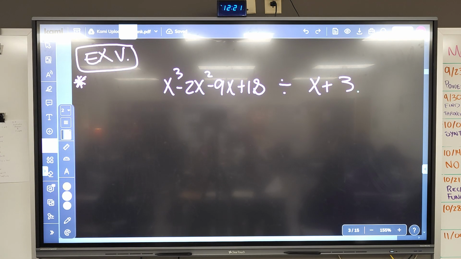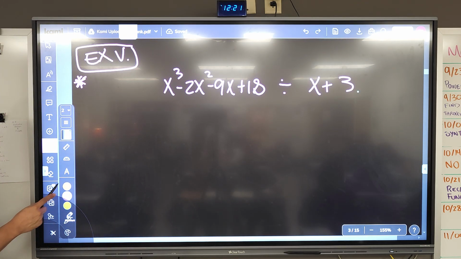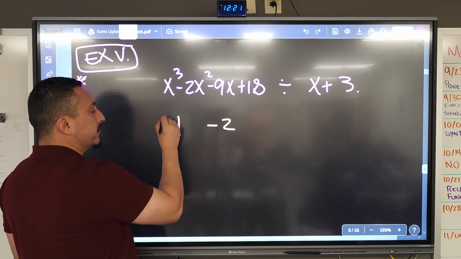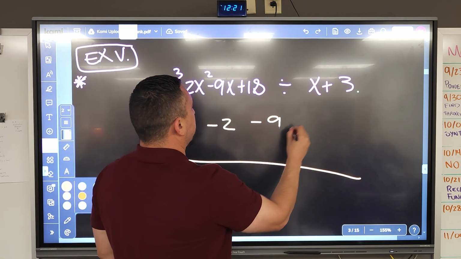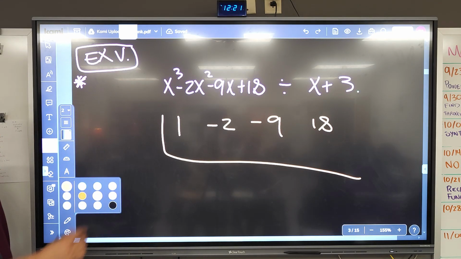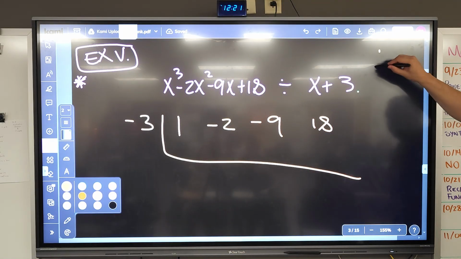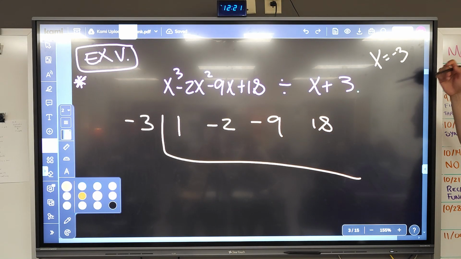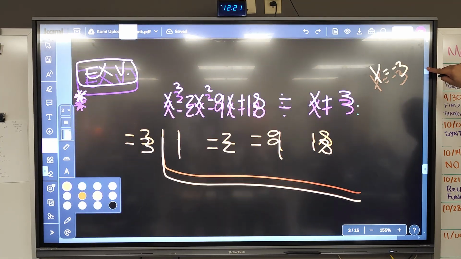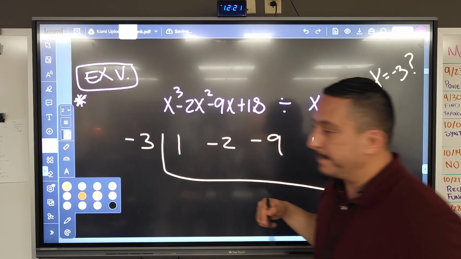Okay, guys, let's jump in together. Most of you already have the answer to that, so here we go. Okay, 1, -2, -9. No need for zeros. Everything's there that we need. Okay, divided by -3. Remember, I forgot to put that on the last one. You're answering if that was a root. That's the question you're answering when you're dividing, okay?